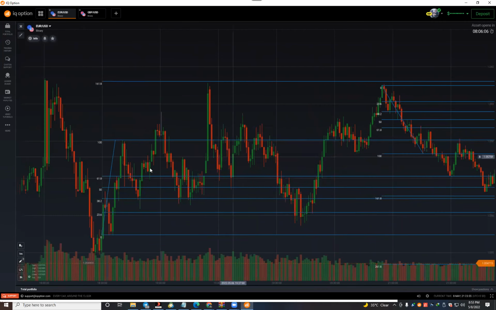I'm not using these Fibonacci lines as support and resistance, because in binary it's not working, but in Forex it's working. How are we trading the Forex market? In a different way, like manipulation levels of the Fibonacci. But in binary, we are not trading those things.